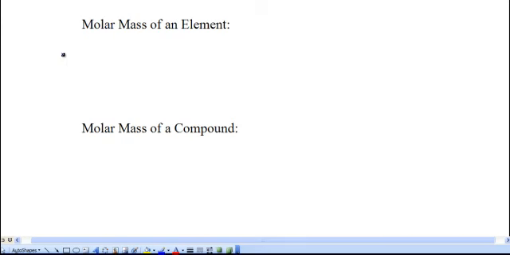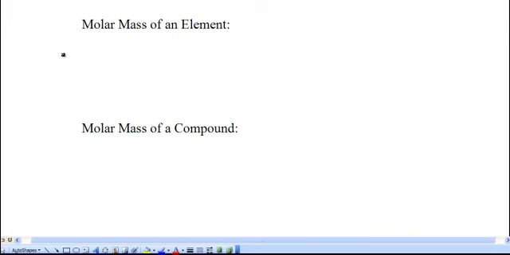We're still in 10.1. And in the last podcast, we were showing you how to convert between moles and number of particles using Avogadro's number. In this particular podcast, we're going to take the next step and show you how to convert between moles and grams, or mass.